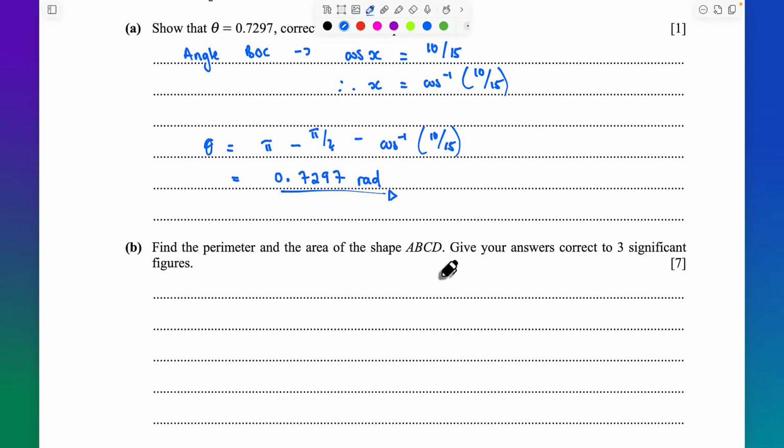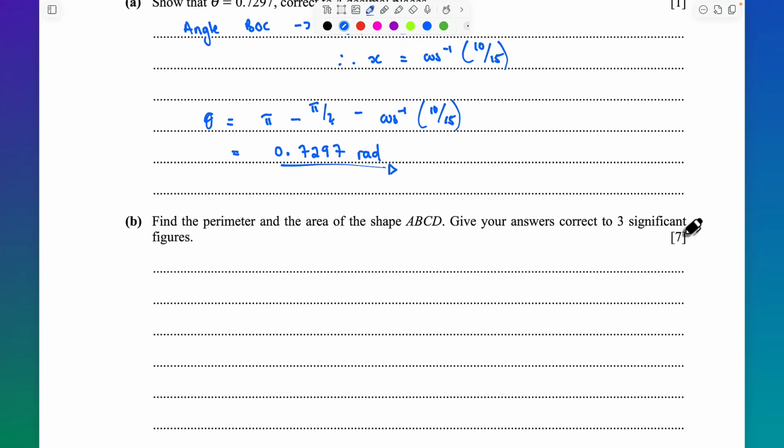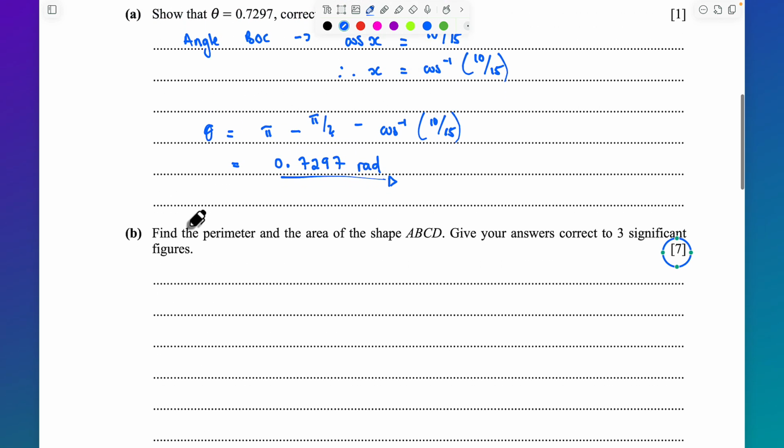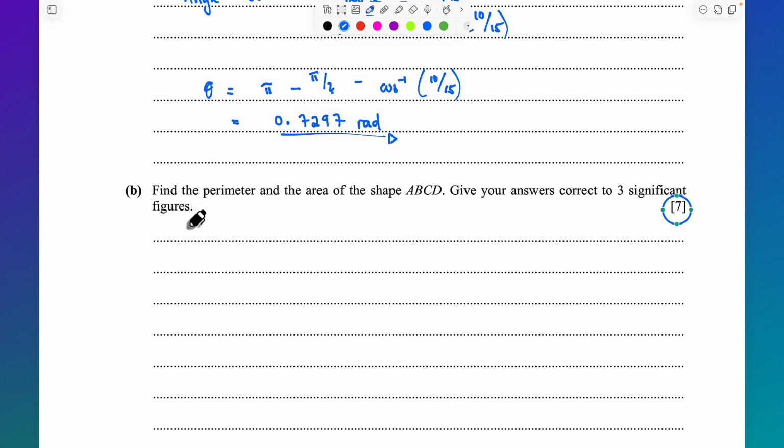Now let's move on to question B. Question B is a little bit more loaded. It's a 7-mark question, so we expect to do a little bit more work here. The question says, find the perimeter and the area of the shape ABC. Give your answers to 3 significant figures.